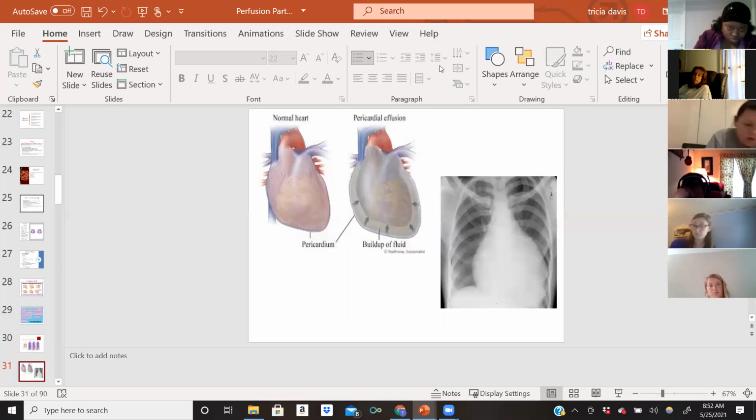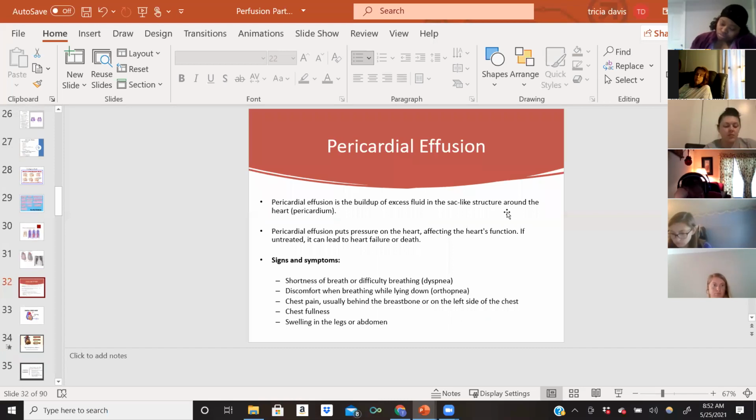This is a picture of a normal heart on the left, and then we see what happens if our patients have a pericardial effusion. You can see all that buildup of fluid. And this is what it would look like on an X-ray. So a pericardial effusion is the buildup of excess fluid in that sac-like structure around the heart, which we call the pericardium. It puts pressure on the heart and it affects the heart's function. If left untreated, it is going to cause heart failure or death.